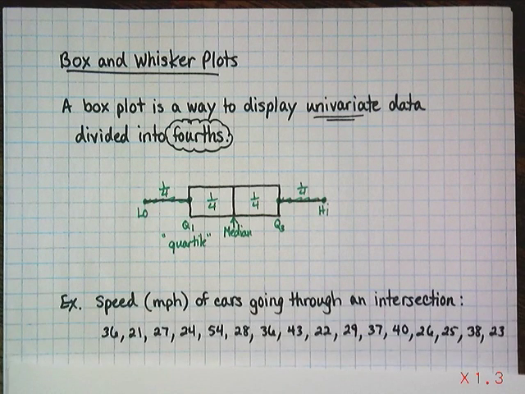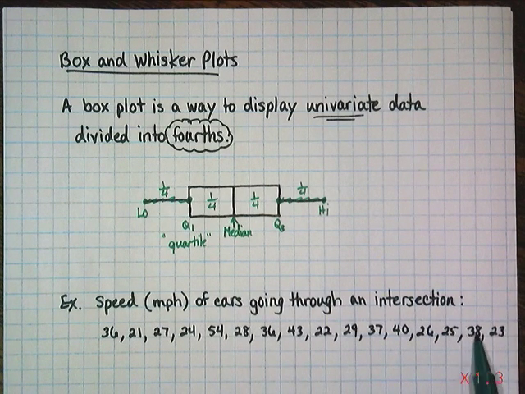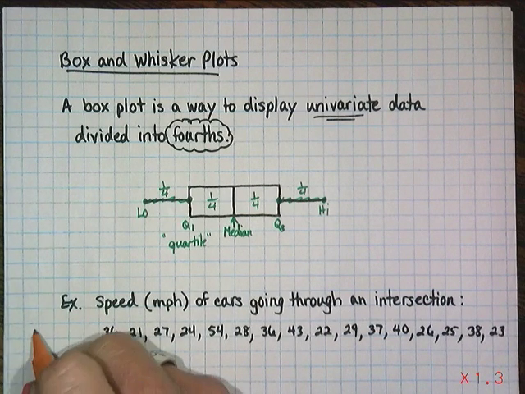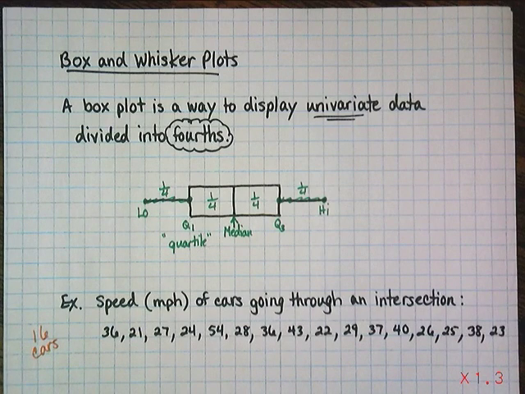So if I have some data, this data represents the speed of cars going through an intersection. I'm not quite sure how many pieces of data I have right here. I should count it up. Not a big deal right now, but since I just mentioned it, I might as well count it now. 1, 2, 3, 4, 5, 6, 7, 8, 9, 10, 11, 12, 13, 14, 15, 16. I've got 16 cars that passed through an intersection, and all of their speeds were recorded.